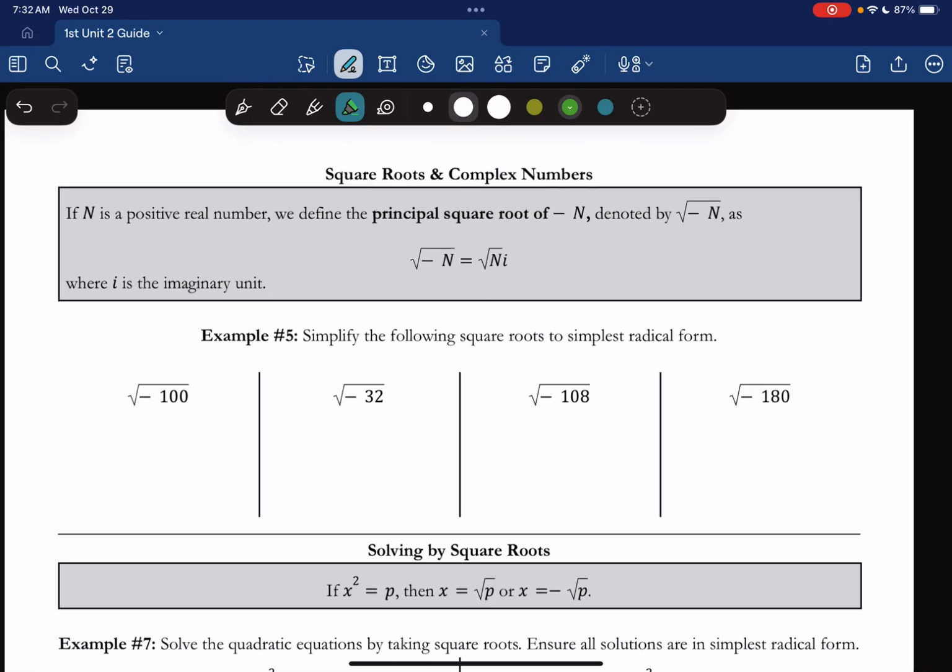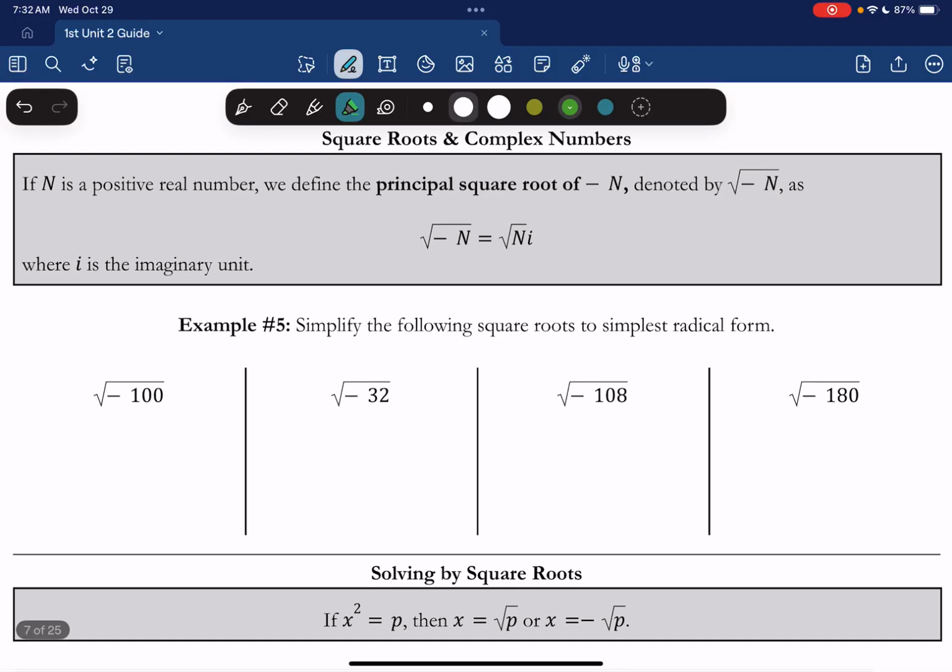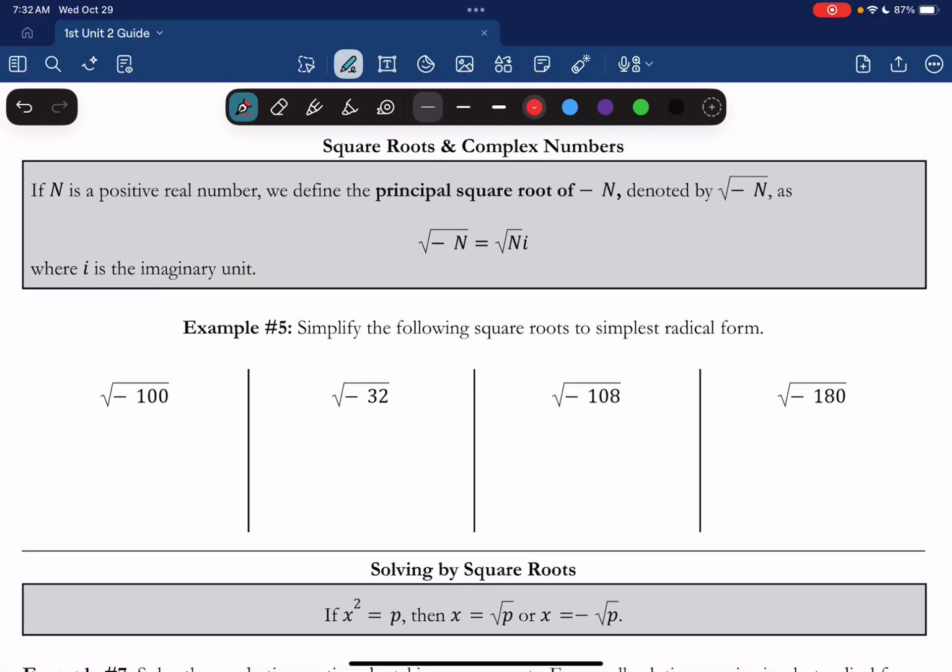Okay. All right, now getting into square roots and complex numbers. Up until this point, you were not able to take the square root of a negative number, but when you work in the complex number system, then you can take the square root of a negative number. And all that happens is you pull out an i.